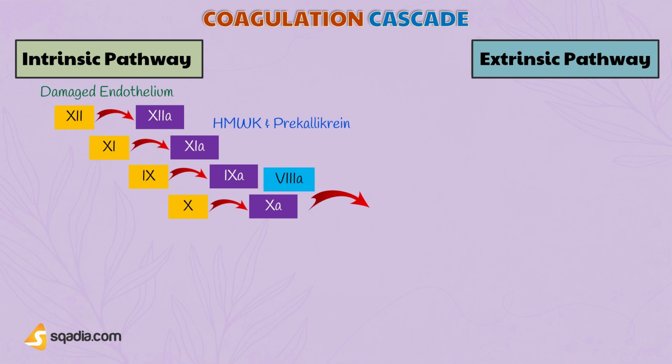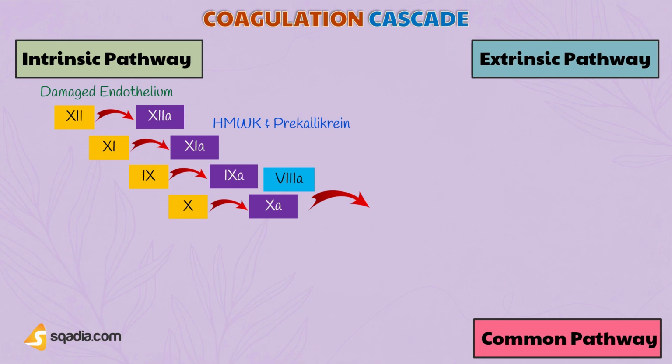Progression to the common pathway. The activation of factor 10 marks the end of the intrinsic pathway and the initiation of the common pathway in the coagulation cascade. Activated factor 10, or 10a, will now proceed to participate in the final steps leading to the formation of a blood clot.